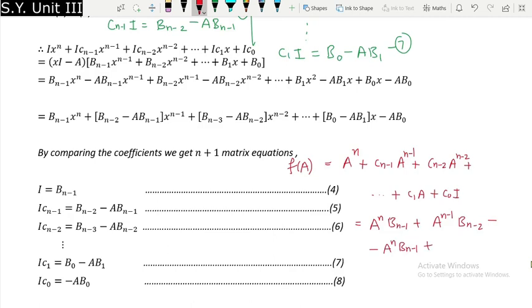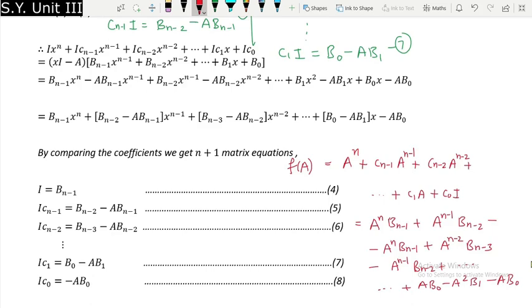plus. Now from the 6th equation we have multiplied it by a raised to n minus 2, so a raised to n minus 2 bn minus 3, and minus over here what we will get, since we are multiplying by a raised to n minus 2, it will be a raised to n minus 1 bn minus 2. This will be continued, plus so on, plus what we are going to get here now. The 7th equation we are multiplying by a, right? So a b naught minus a square b1, and at last we will get minus a b naught.